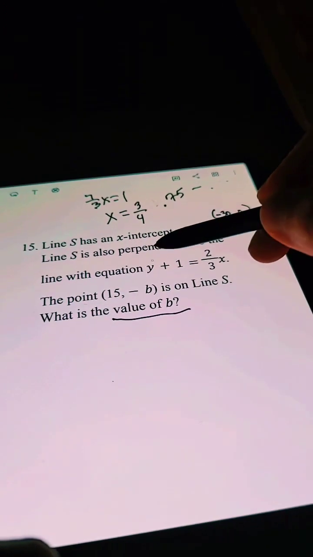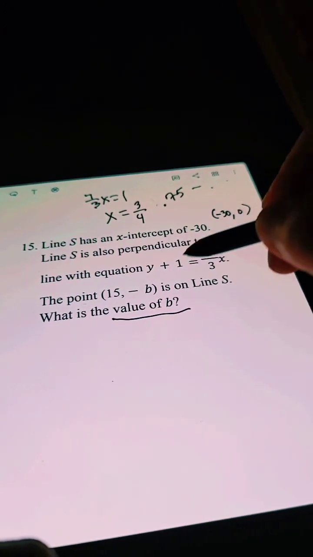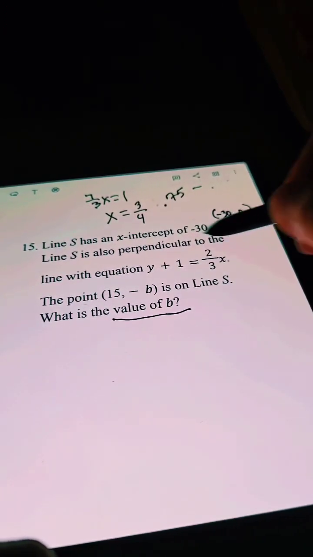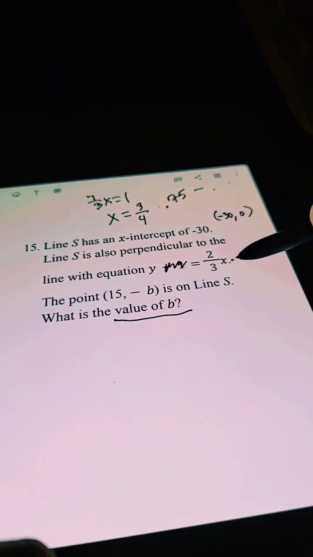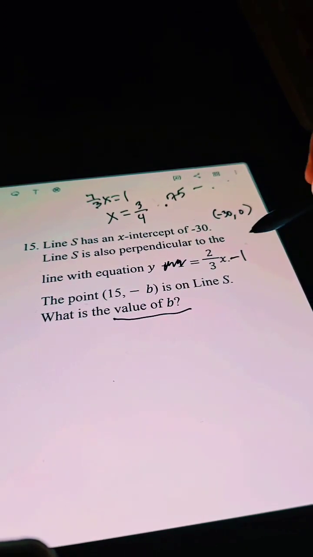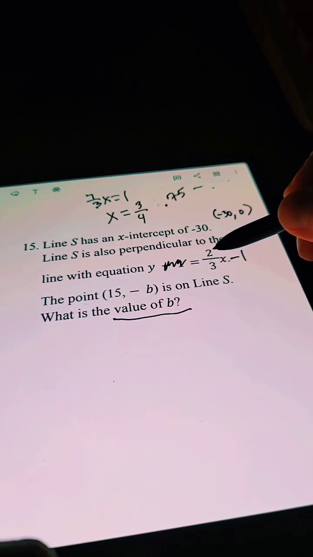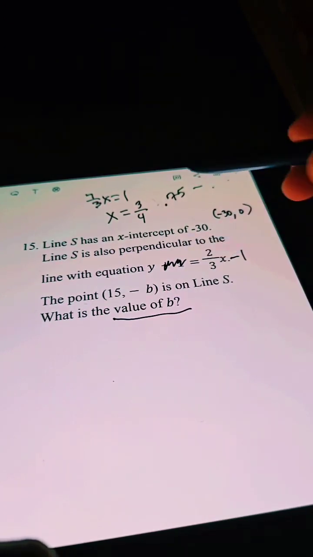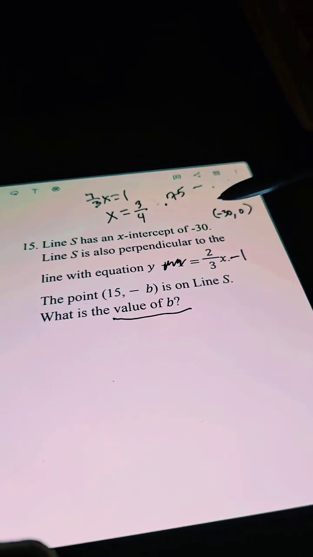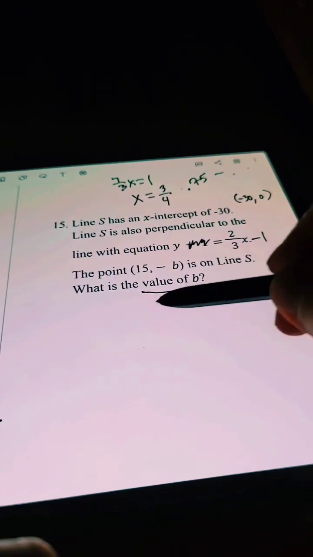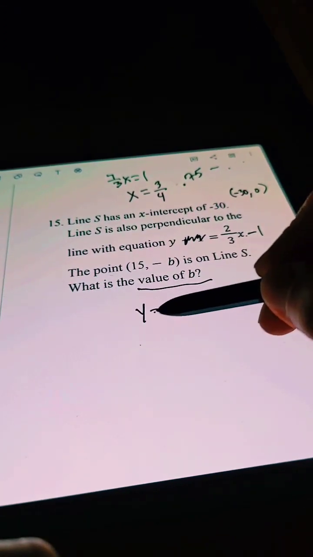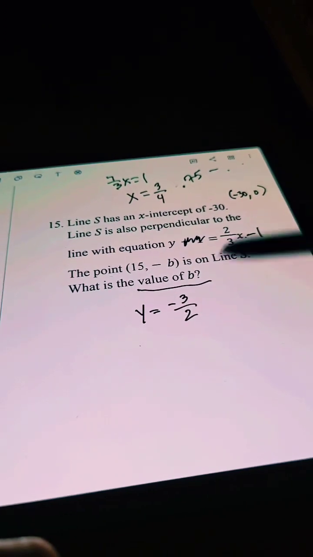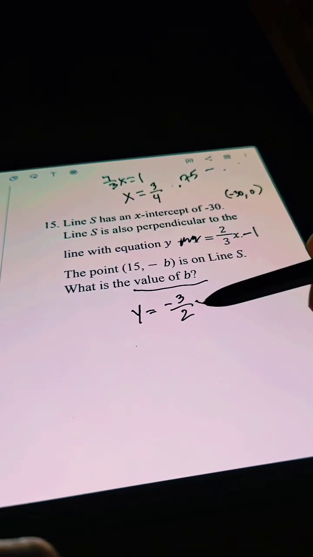So remember they said that it's perpendicular to this line right here. If I subtract 1 from each side, I get y by itself. So then I have y is equal to all of this. And remember, the number in front of your x is your slope. So the slope of this line is 2/3. If I want line S, the perpendicular line, it's going to be the negative reciprocal slope. So y is equal to negative 3/2, the negative flip version of that, times x.